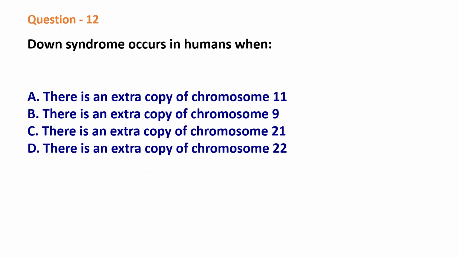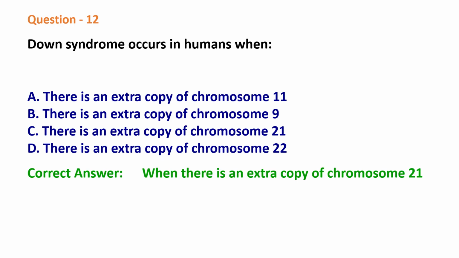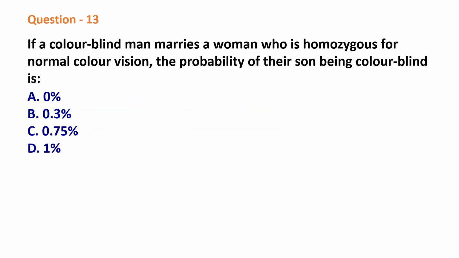Question 12. Down syndrome occurs in humans when there is an extra copy of chromosome 11, there is an extra copy of chromosome 9, there is an extra copy of chromosome 21, there is an extra copy of chromosome 22. Correct answer: when there is extra copy of chromosome 21. We know Down syndrome is due to trisomy of chromosome 21.